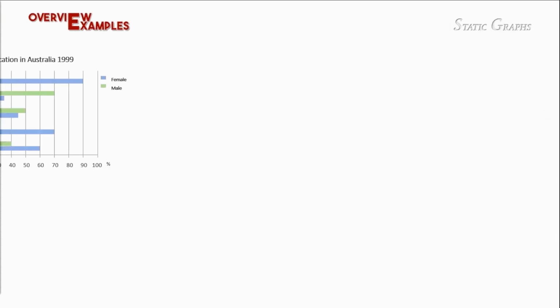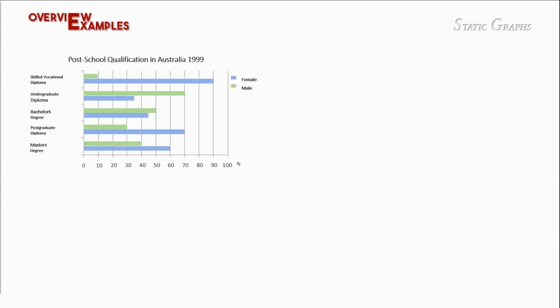Let's put that to practice, starting with the bar graph. If you check the bar graph, again, we have to identify the highest and the lowest. So in this chart, the first thing you will notice is the proportion of men in skilled vocational diploma and the last 2 categories is higher than women, while women outnumbered men in undergraduate diploma. So we can write this overview for this graph.